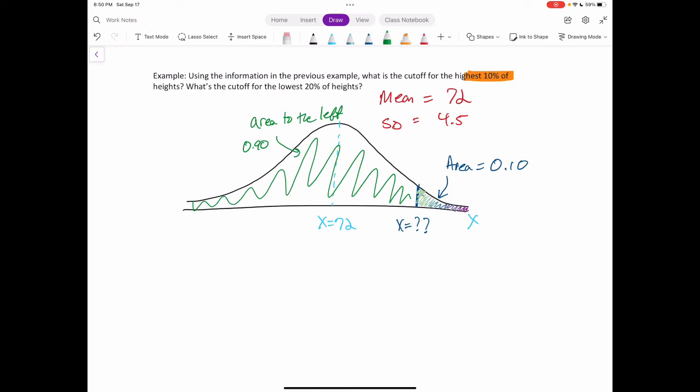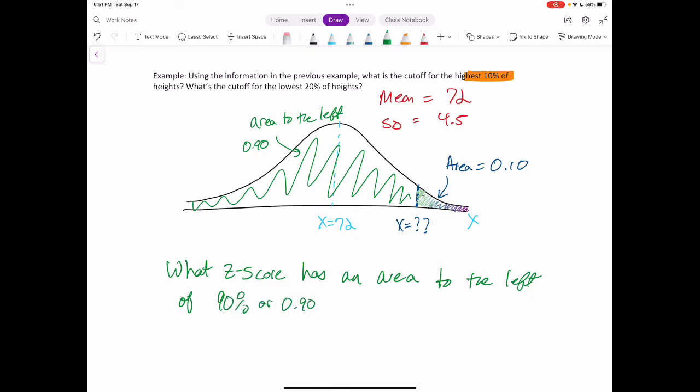Okay? So the question becomes, what z-score has an area to the left of 90%, or if we want to write it as a decimal, 0.90. This is also called the 90th percentile. So what I'm showing you here is how to find a percentile also.